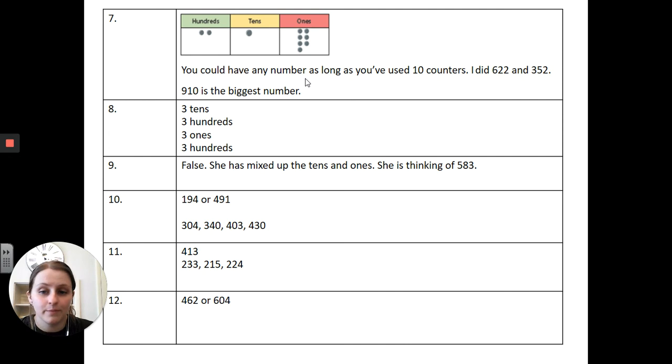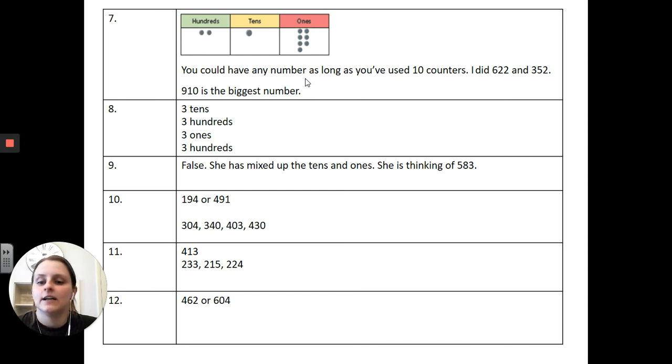For the next one, your options, as we said, you couldn't put the 0 in the first column, so you can't have 0, 3, 4 or 0, 4, 3. They would be wrong. So your answers are 304, 340, 403, 430. Question 11, your answer is 413, and the next answers are 233, 215, 224.